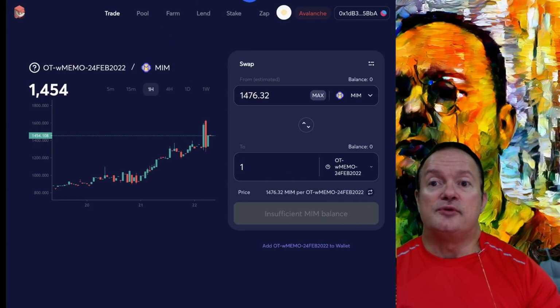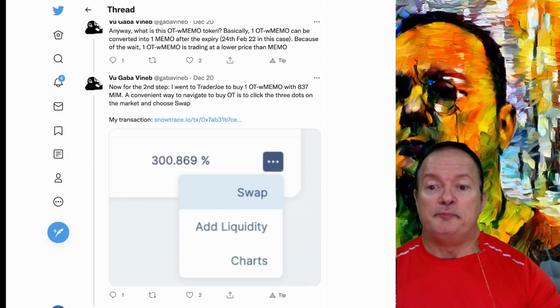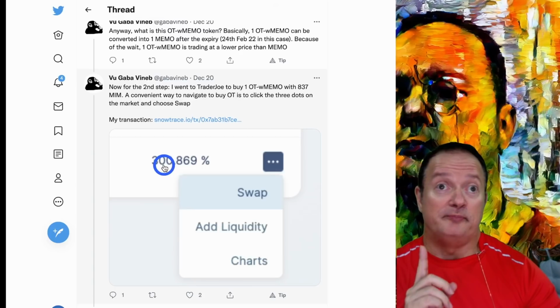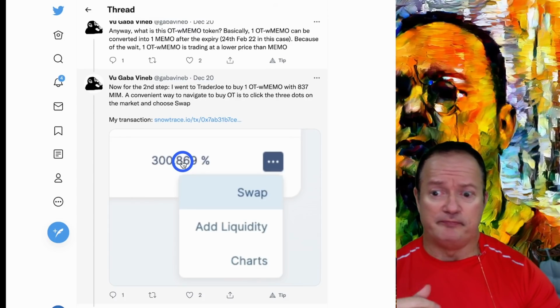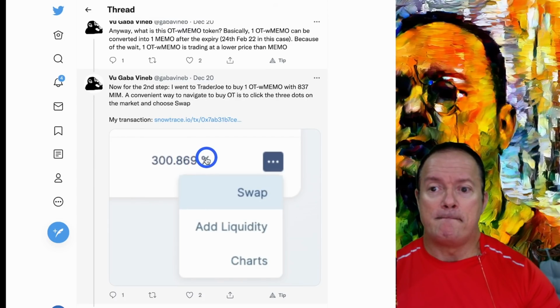All right, so if we go back to the steps here, the rate was higher also. He was earning... this rate here is the liquidity pool rate for the OT-wMEMO token, and it was 300%. Now it's 250 something.